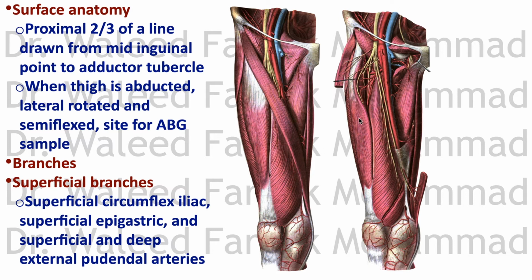The femoral artery has superficial branches. It has the superficial circumflex iliac, to the anterior superior iliac spine anastomosis. It has the superficial epigastric on the lower abdomen, and the superficial and deep external pudendals, not internal pudendals. They supply the spermatic cord, the medial part of the thigh, and the genitals. These are the superficial branches of the femoral artery.